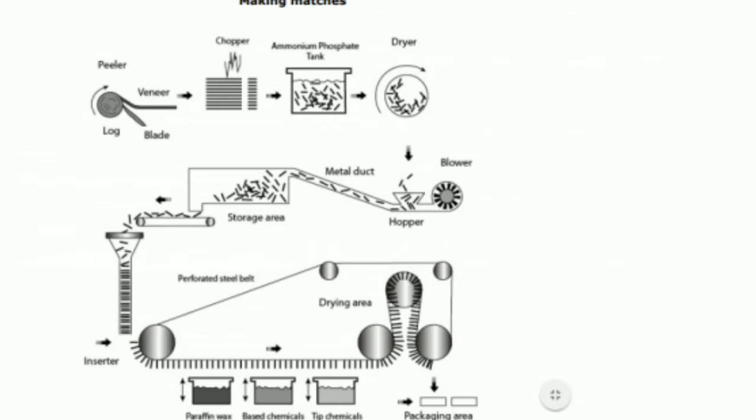Then it goes to paraffin wax, tank, base chemicals tank, top chemicals tank, then it is taken to the packaging area, and it can also be packed directly soon after drying. So you need to take a look at the flow of the arrows: peeler, chopper, then blower, storage area, then perforated steel belt, then inserter. This is how paraffin and base chemicals work. I hope you understand the question quite well.